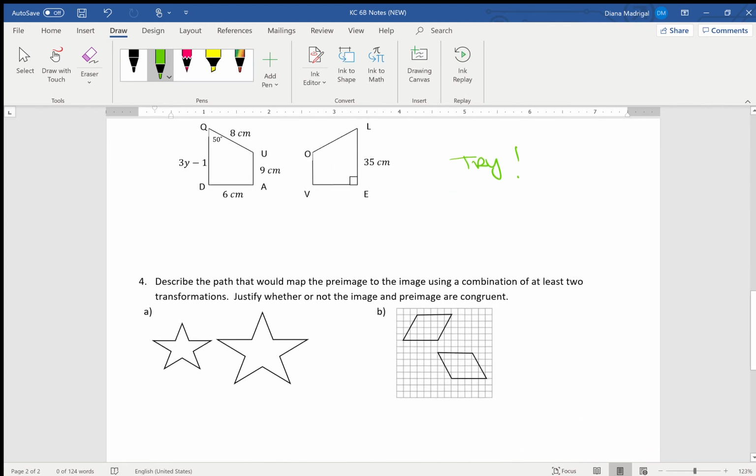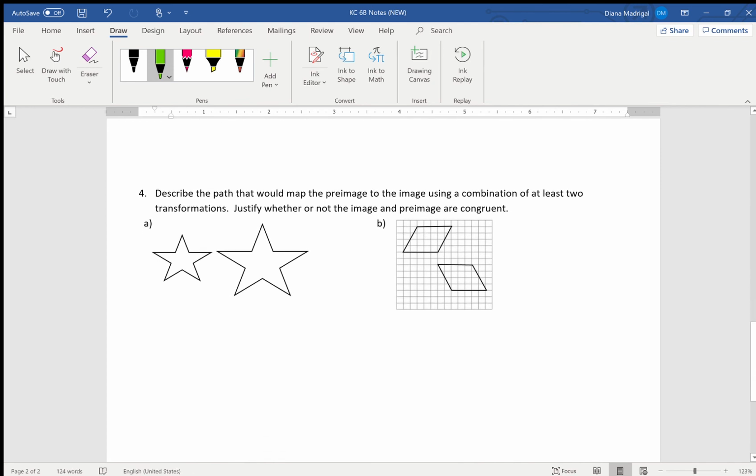And then question number 4, it says describe the path that will map the pre-image to the image using a combination of at least 2 transformations. So you could do 2 transformations and justify whether or not the image and pre-image are congruent. So we have to explain if they're congruent or not and why. Alright, so the first one, again, it didn't tell you which one is the pre-image or the image, but you could do either or. You could go from pre-image to image or image to pre-image. It doesn't really matter. So let's just say that this is the first picture and this is the second picture.